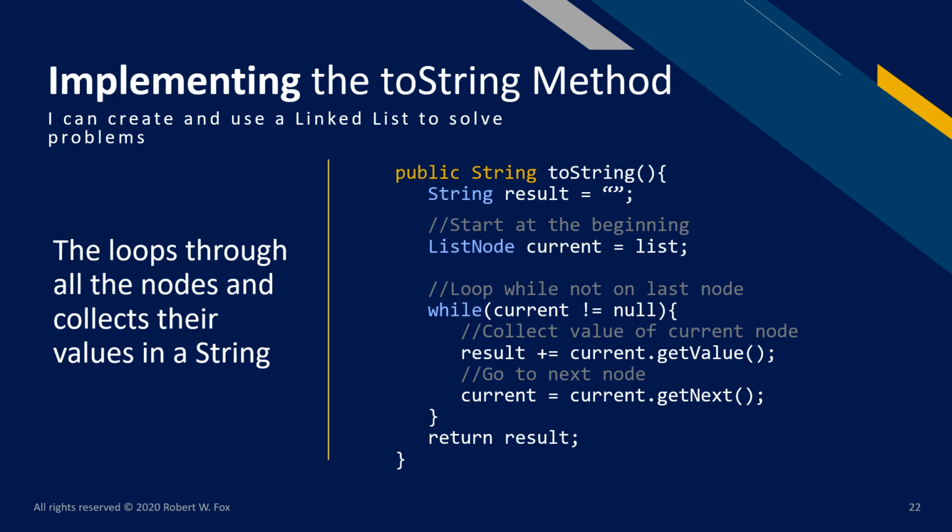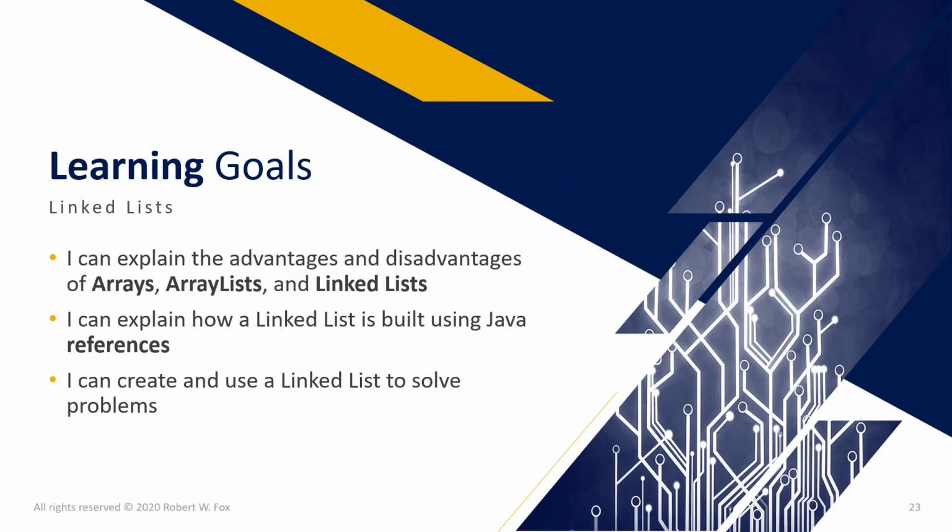Just like I did with add, we start with a reference to the beginning of the list, and we loop as long as that's not null. We collect the value along the way, result plus equals, and then we move current to the next node. So basically, current walks down the list. As it goes, it collects all of those elements and returns it at the end. If you haven't done so already, make sure that you add the add and the toString methods to your linked list class. In the lab, you'll have an opportunity to actually implement delete and maybe some other methods as well.